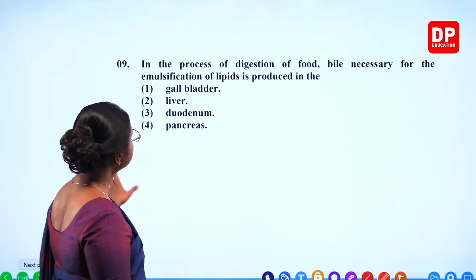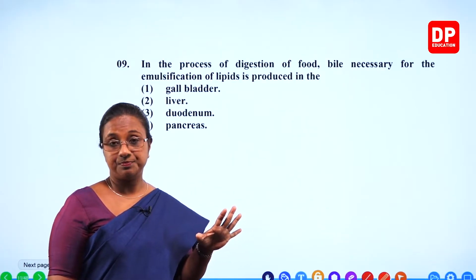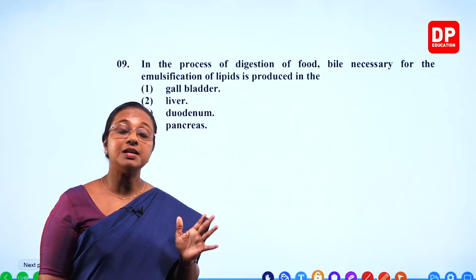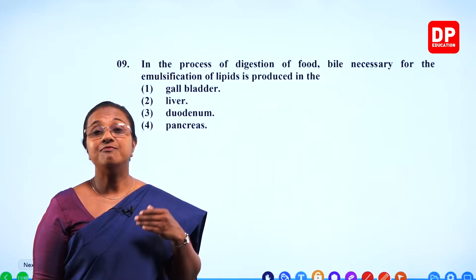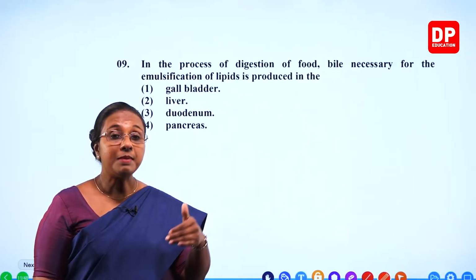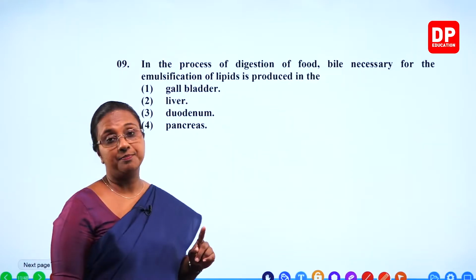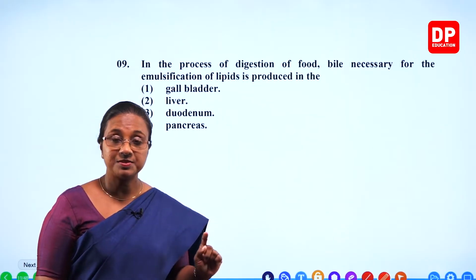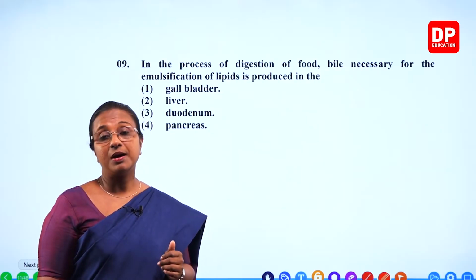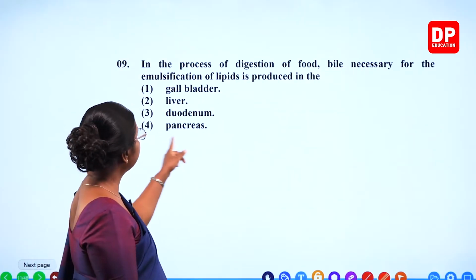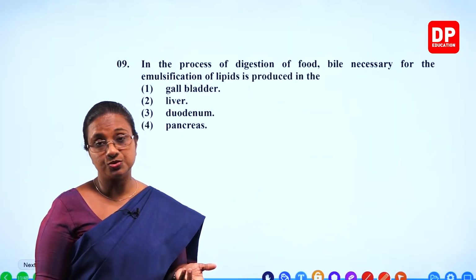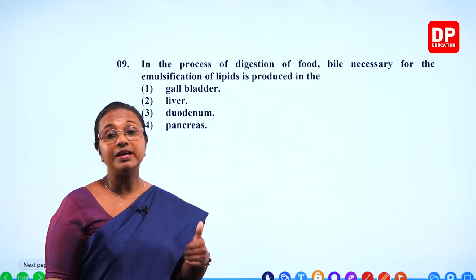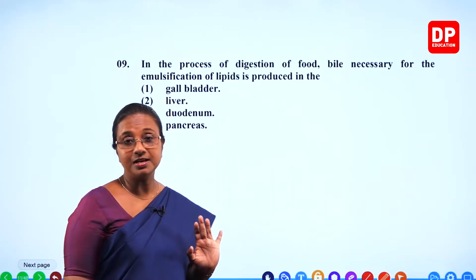Now you can remember, students, if you consider the digestive system, bile is produced by the liver, whereas bile is temporarily stored in the gallbladder. And whenever it is necessary, the bile duct opens into the duodenum. That is the C-shaped initial part of the small intestine. Then pancreas, of course, produces pancreatic juice, which contains different enzymes. That also opens into the small intestine along with bile, but still that is a different organ.